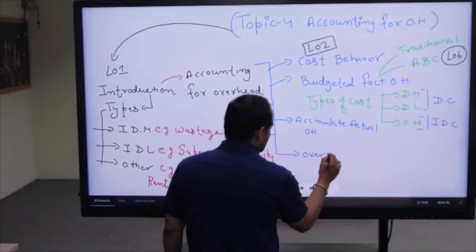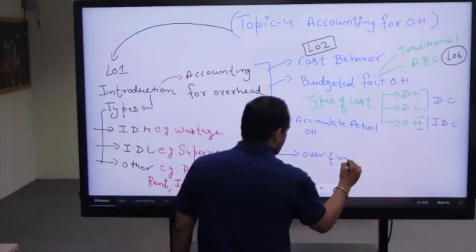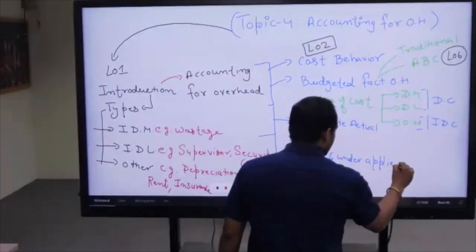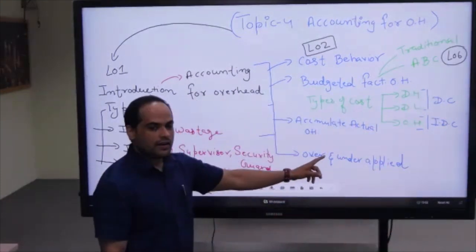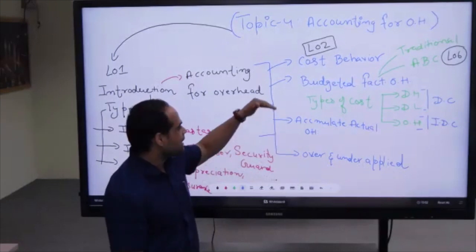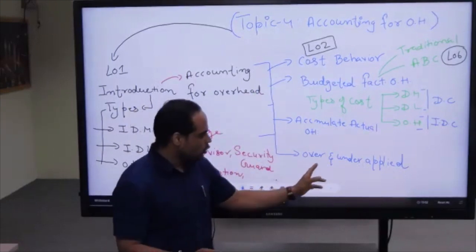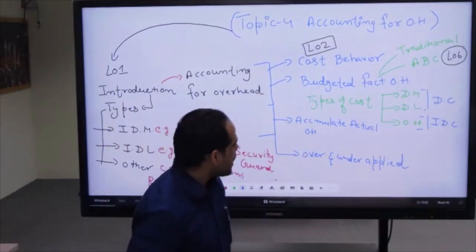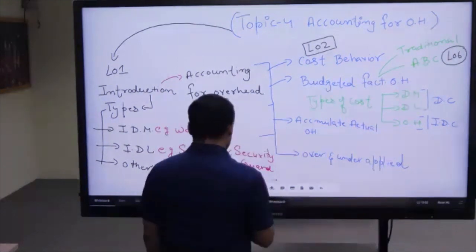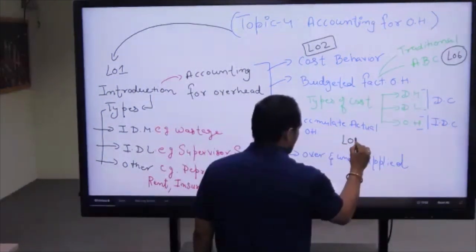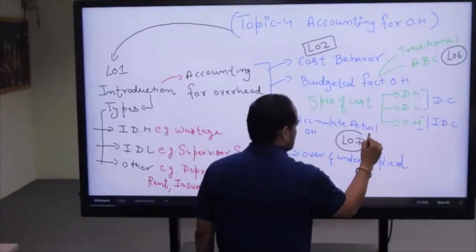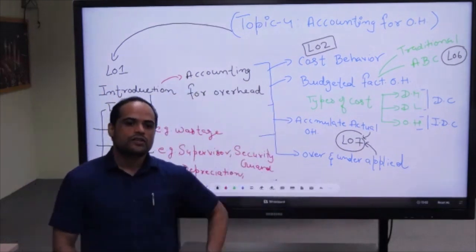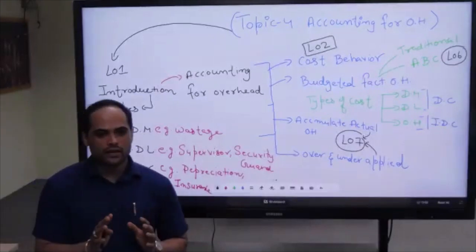over and under apply. This is the comparison, the difference. It's called over and under apply. So this is your learning outcome 7. This one and this one, that is your learning outcome 7. So these are the main ideas for this topic, what you're going to learn.